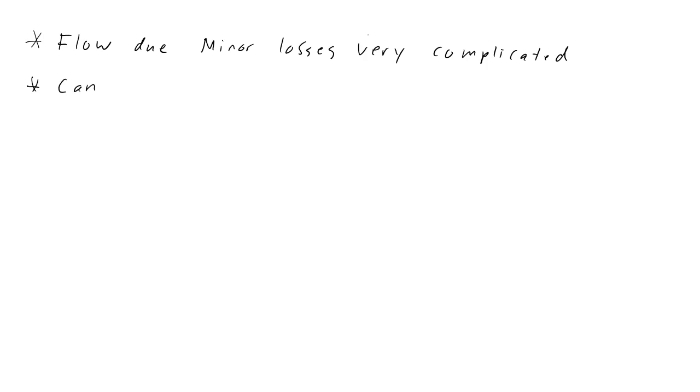The flow due to minor losses is typically very complicated. So things like flows in pipes and bends and expansions and contractions. We'll try to show some examples. Flow due to minor losses is very complicated, so it makes it difficult to analyze. However, it can be easily quantified.